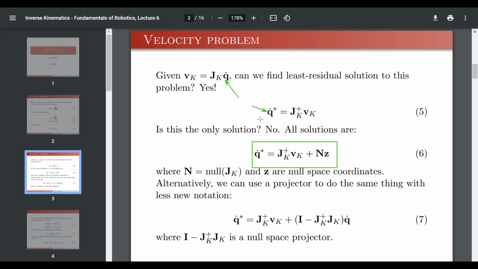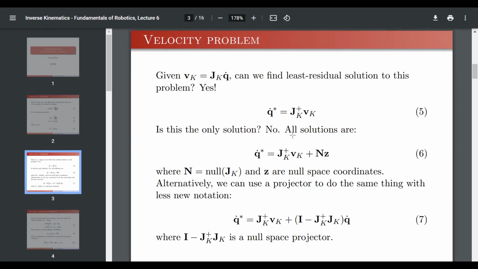expression 6, where J inverse V is a pseudo-inverse solution. So it is a least residual solution. In other words, this is a row space solution. And this is a null space solution. N here is the null space of J, of the Jacobian. And Z are null space coordinates, just some numbers. So for any Z, you would produce a new Q dot, which would be solving the original equation.